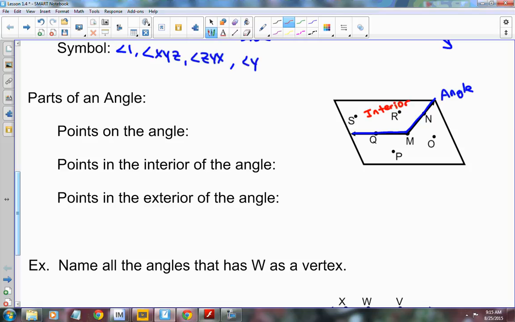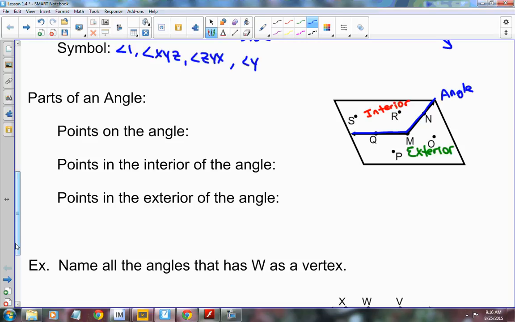Then you have the interior of the angle, and that's everything that's encompassed inside the angle. Not on the angle, but inside it. And then you have the exterior, and that's everything outside of it. So those are the three parts of the angle.